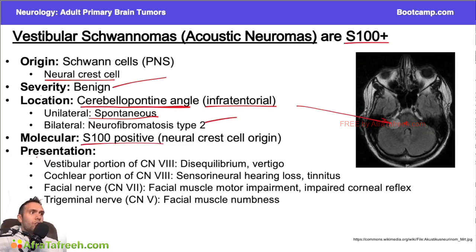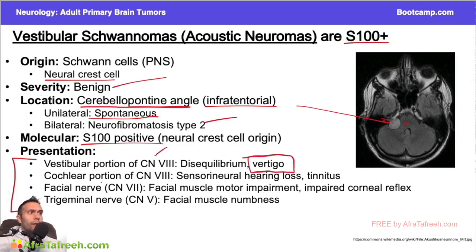And the presentation, just to keep in mind, it's a very unique presentation. You know, compared to some of the other presentations, we said, well, they're kind of nonspecific. New onset seizures, you know, headaches, worse when laying down. But with a vestibular schwannoma, the presentation is very specific to affecting cranial nerves. Now, usually when these schwannomas arise, they come from the vestibular portion of cranial nerve 8, which tend to present with vertigo. And we talked about this a little bit in the vertigo lecture.